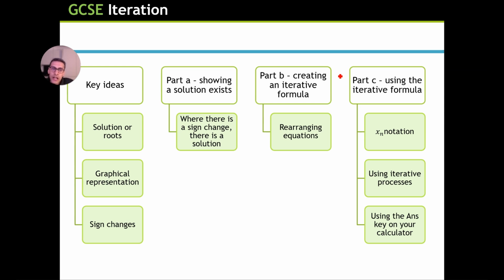Okay, we're going to look at the final part of iteration. So we've looked at showing solutions exist between two values. We've looked at rearranging, and now we're going to look at using iterative formula. So specifically, I need to show you about xn notation. I need to show you about the process, and then also how to use the answer key for this.